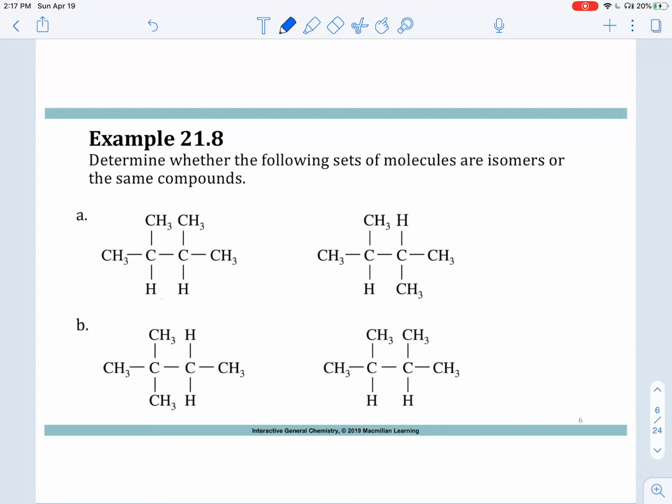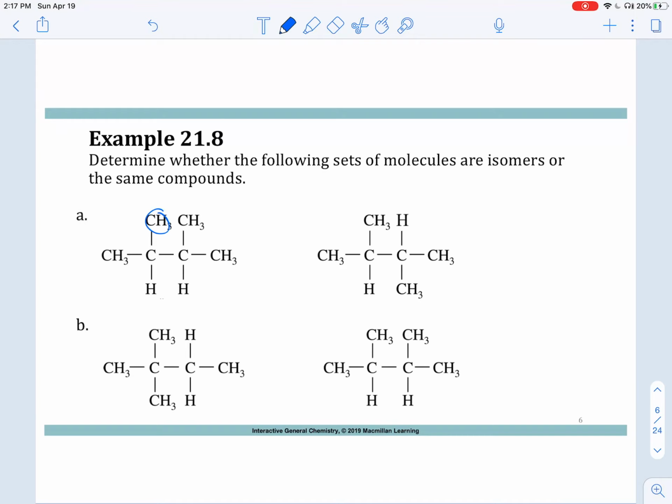Okay, let's take a peek at these. Set A. What I need to pay attention to are the connections. On this carbon, there is a methyl group and an H. So let's look at this carbon over here. Right here, there's a methyl group and an H. Okay, so there are no different connections there.